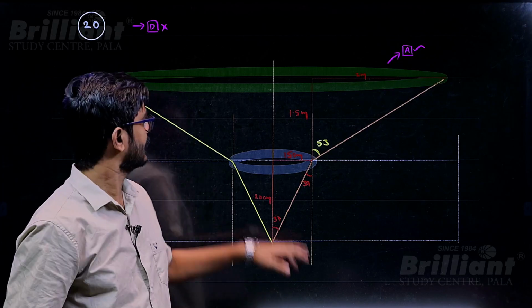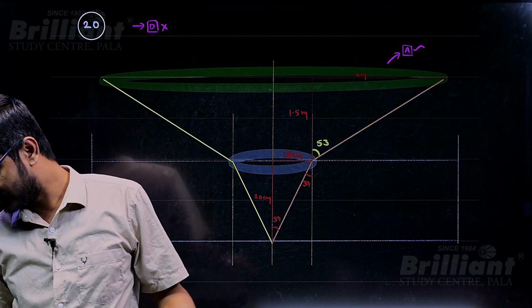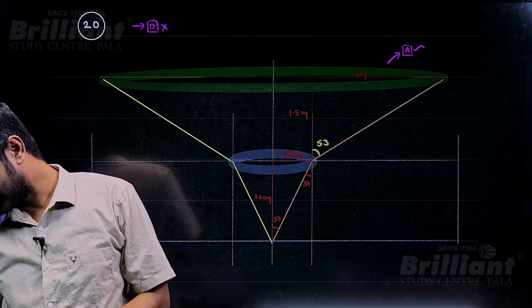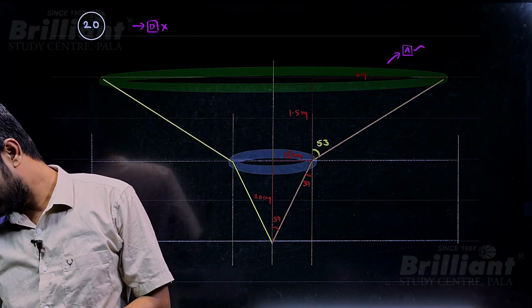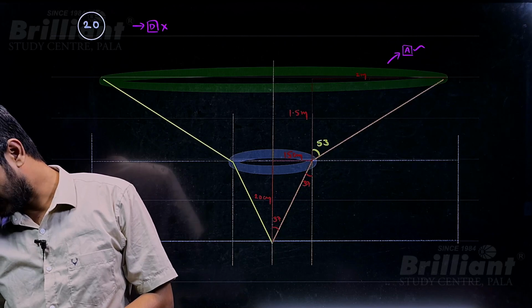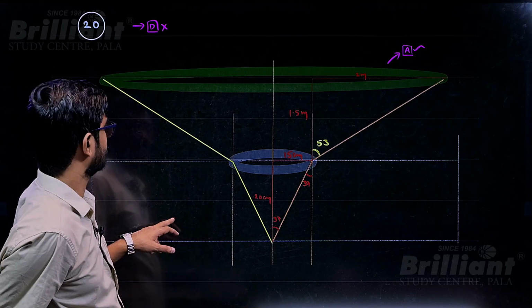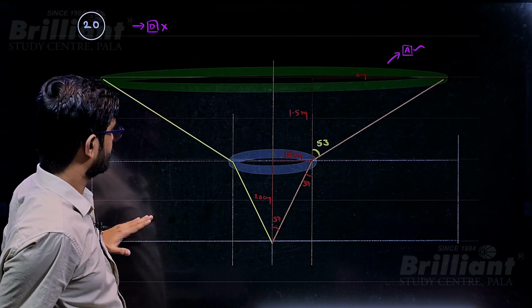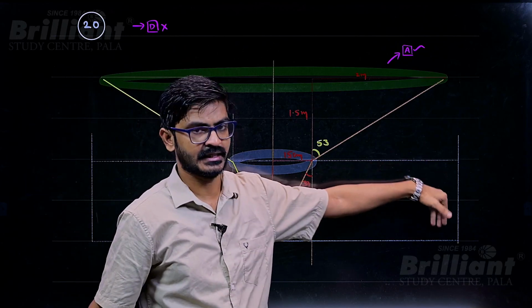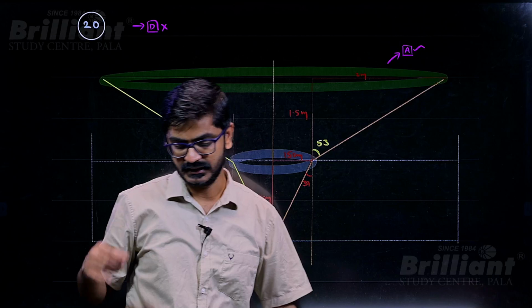Okay, I have directly marked option D as wrong because they were saying all the light rays coming out of the source will refract out of the liquid. Now this is the denser medium, this is the rarer medium. So the rays which are going with more than the critical angle, they will obviously totally internally reflect.